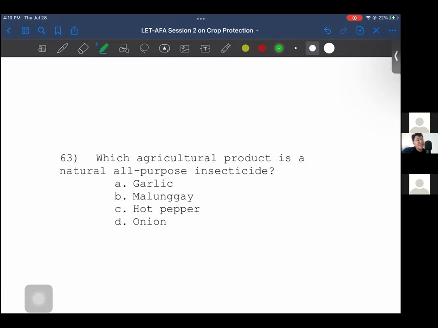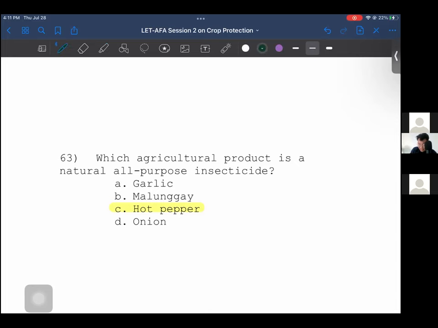Which agricultural product is a natural all-purpose insecticide? All-purpose insecticide. So A, garlic, B, malunggay, C, hot pepper, or letter D, onion. If you have already, once in your life, nakagawa na kayo ng organic pesticide. I actually have a video about this sa aking YouTube channel. Organic, oriental herb nutrient, yung mga yan. So, the answer here is all-purpose hot pepper. Hot pepper. Dahil nga, meron siyang capsaicin.